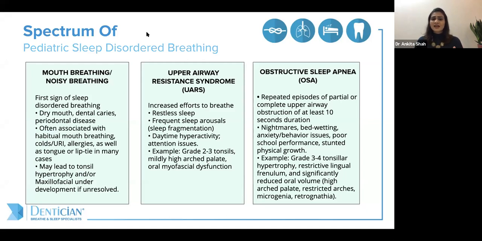And because of these sleep arousals, you will see these kids having a lot of hyperactivity. They will have attention issues. So they're commonly regarded as ADHD kids, but not all kids are ADHD. Actually, a lot of times it is because of mouth breathing and UARS that they are behaving in this way. Their tonsils may be largish, but not so large. There could be a mildly high arch palate. There could also be some soft tissue dysfunctions with it. Now, obstructive sleep apnea is the stage when the mainstream medical profession will start treating it.